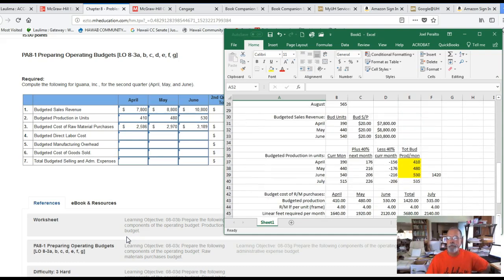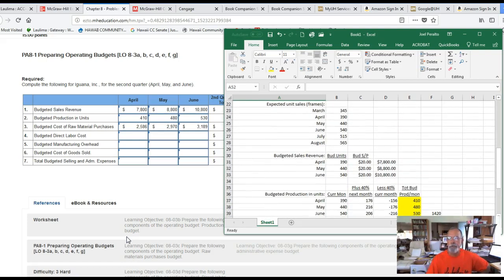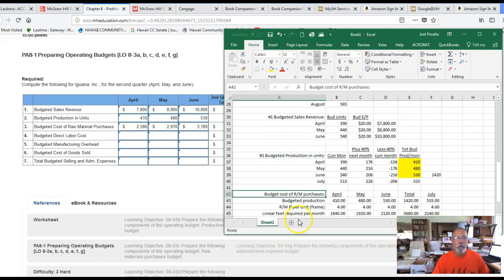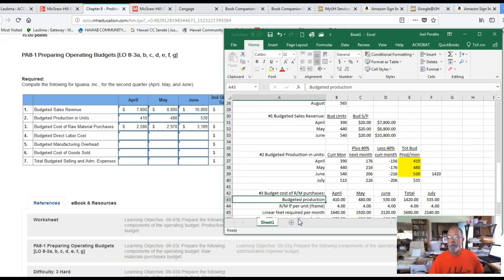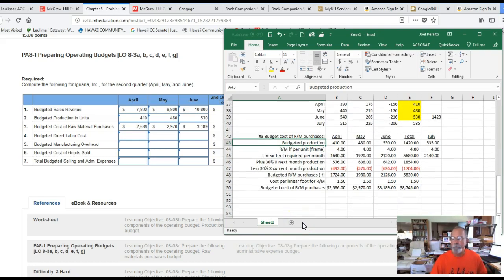So again, we go back to our, I should number these, budgeted sales revenue. This is number 1. Budgeted production in units. This is number 2. Budgeted cost of raw material purchases. This is number 3. Okay, makes it a little easier to focus on each of the different calculations we need to do.